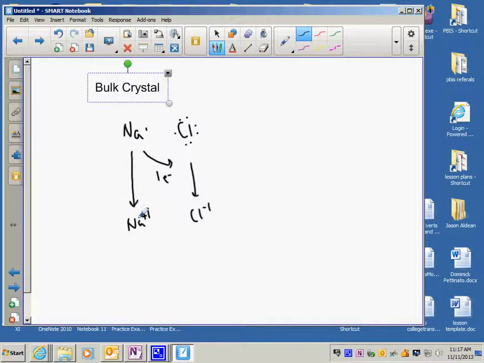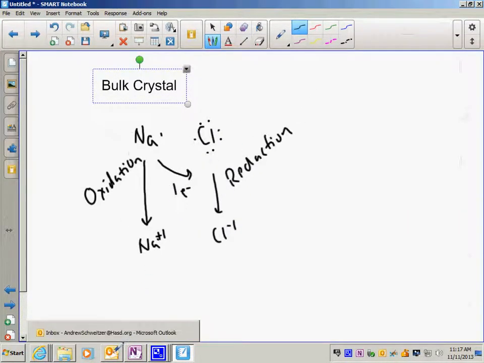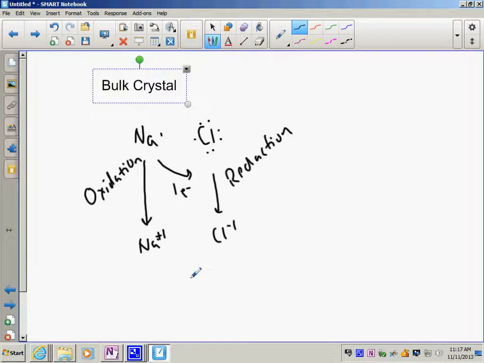The fact that it lost an electron forming a cation, this process is called oxidation. Something we'll see more in the next chapter. This guy's gained electron is called reduction. Now, at this point, we have a whole bunch of sodium atoms which have given electrons to chlorine atoms.